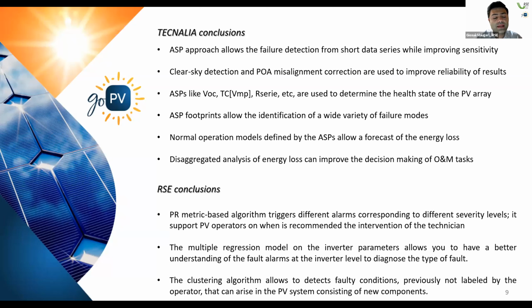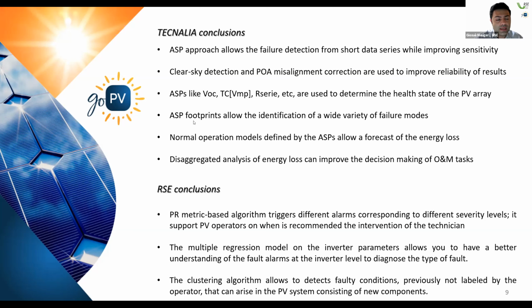The array state parameters, like, for example, open circuit voltage, temperature coefficient, and series resistance, are used to determine the health state of the PV array. The array state parameter footprint allows the identification of a wide array of failure modes. Normal operation models defined by the array state parameters allow a forecast of the energy loss. Disaggregated analysis of energy loss can improve decision making for operation and maintenance tasks.